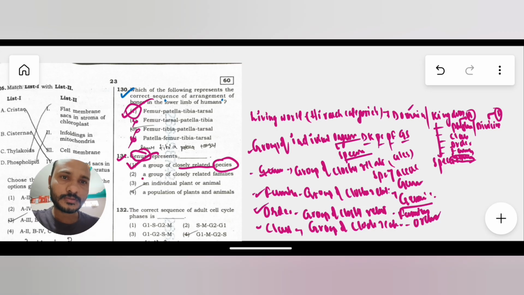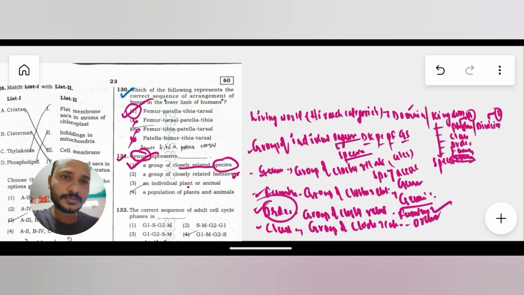For example, if you look at this second option, a group of closely related families together is called an order. So here, order. An individual plant or animal.